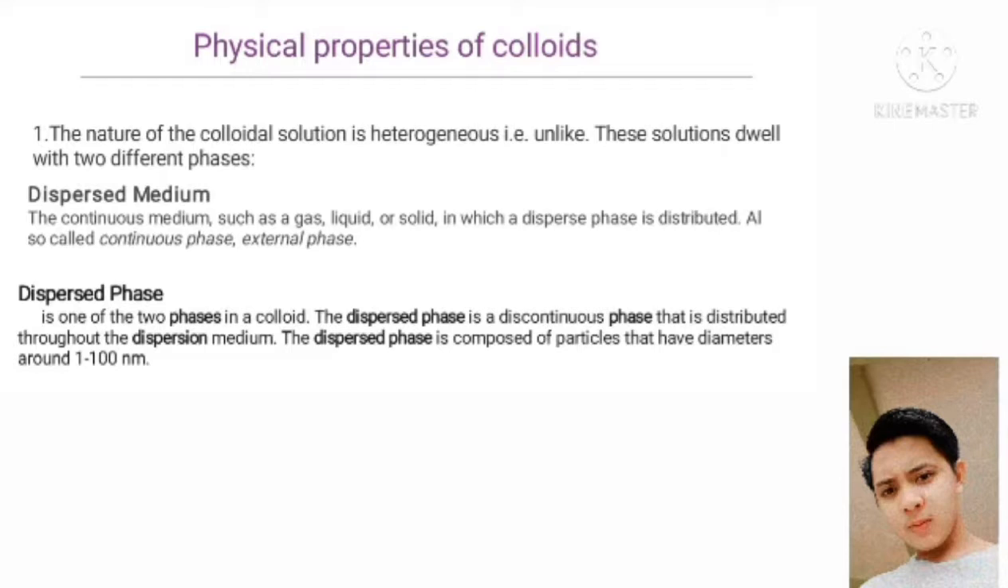Dispersed phase is one of the two phases of colloids. The dispersed phase is the discontinuous space that is distributed throughout the dispersed medium. The dispersed phase is composed of particles that have a diameter of around 1 to 100 nm.